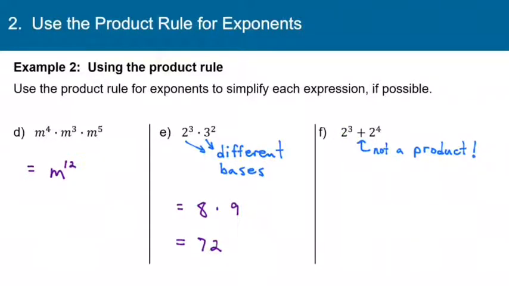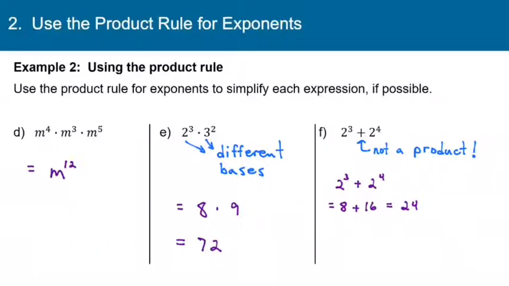2 to the 3rd is 2 times 2 times 2. We said before that that is 8. And 2 to the 4th is 2 times 2 times 2 times 2. That's basically 8 times 2, so that's going to be 16. So we have now 8 plus 16, which is 24.